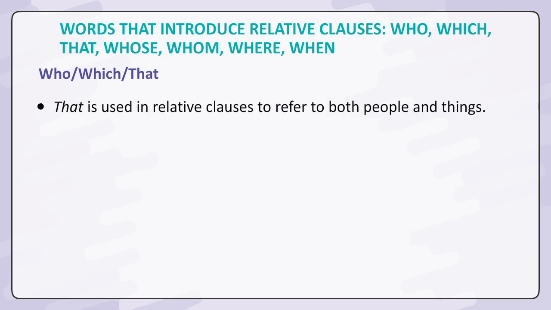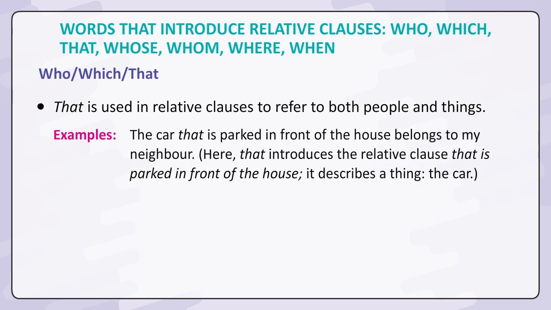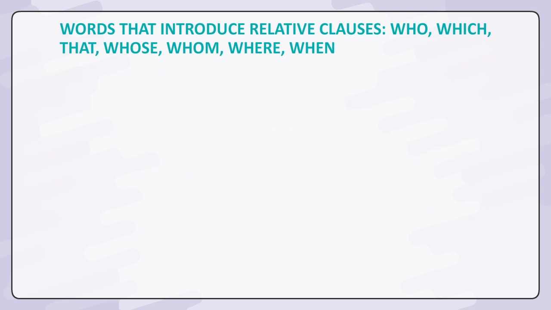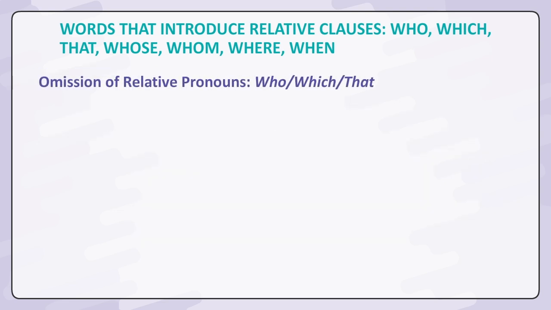That is used in relative clauses to refer to both people and things. Examples: The car that is parked in front of the house belongs to my neighbor. Here, that introduces the relative clause that is parked in front of the house. It describes a thing, the car. The person that I met yesterday is coming to the party. Here, that introduces the relative clause that I met yesterday. It describes a person.